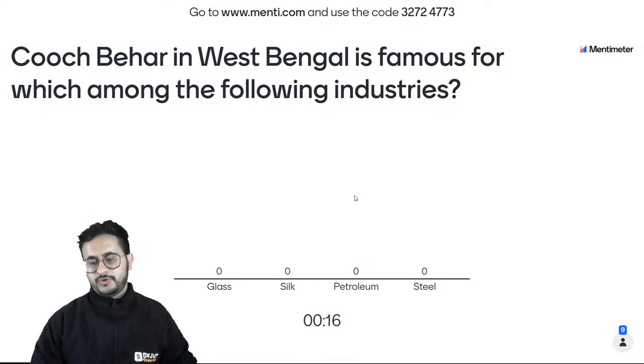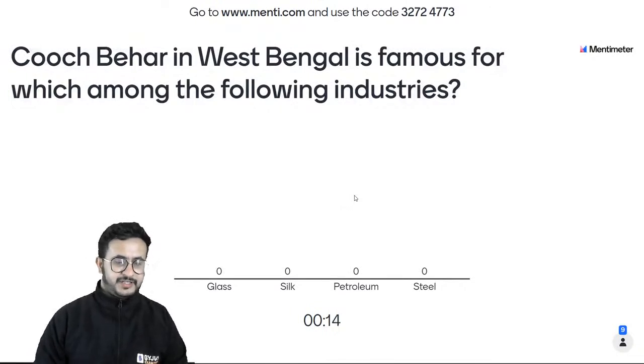Yes, Bangalore has more. So Bangalore was ranked 10th, Delhi was ranked 11th, and Mumbai was 5th.